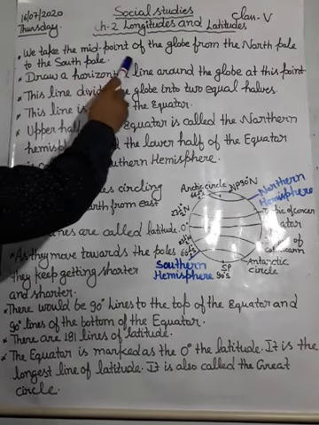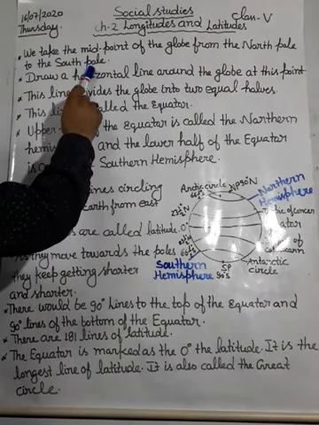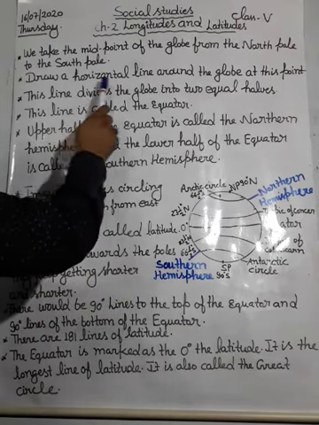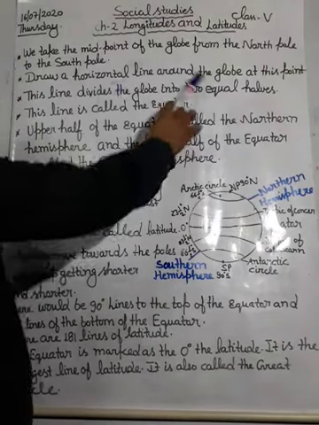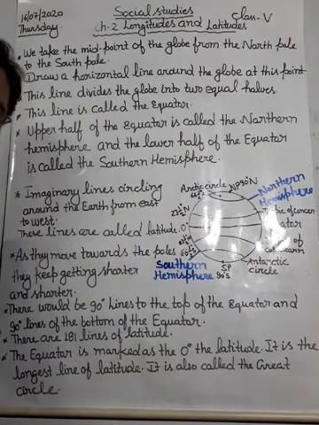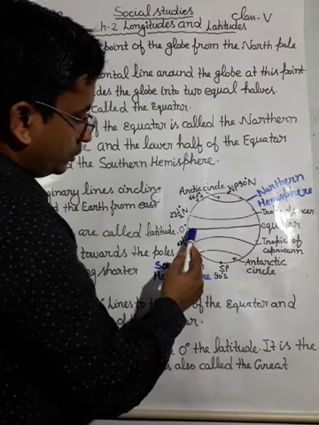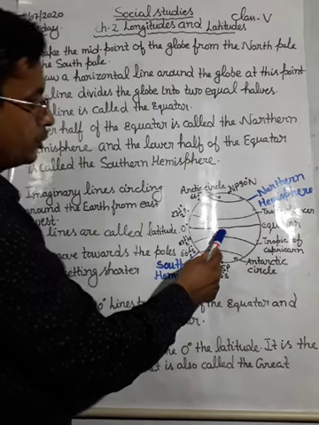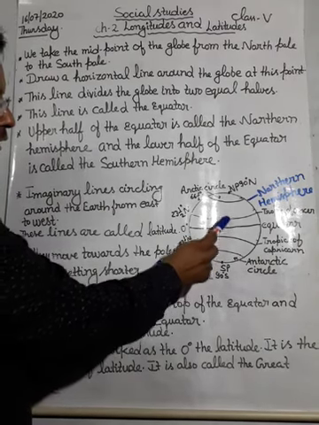Dear student, we take the midpoint of the globe between the North Pole and the South Pole, and after that we draw a horizontal line around the globe at this point. This line divides the globe into two equal halves. You can see here I have drawn a line. This horizontal line divides the earth into two equal halves.